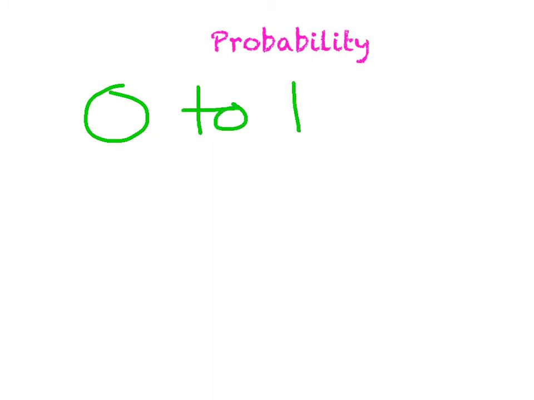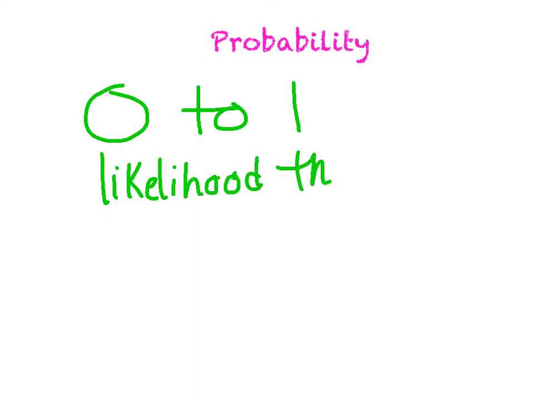All right, so our answers have to fall in there, which means they're all going to be decimals unless they're 0 or 1 themselves. Notice I can't have a negative probability. And this just indicates the likelihood that an event will occur or not occur.